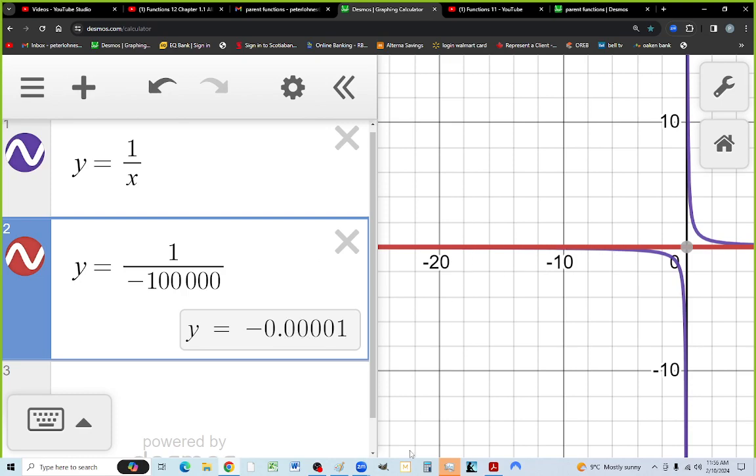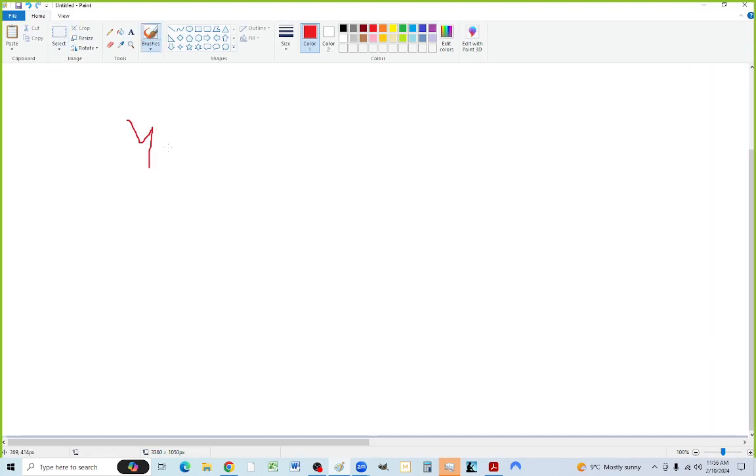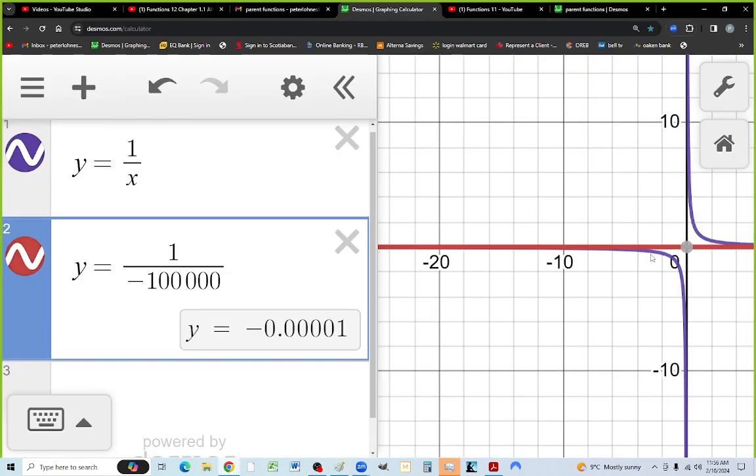So that means for a reciprocal, it's a weird one. As x approaches negative infinity, y is approaching 0 from the negative side, which means from the bottom of the graph. You see, we're on the bottom. See how our y values are all negative? That's because 1 divided by a negative number will always be a negative number.